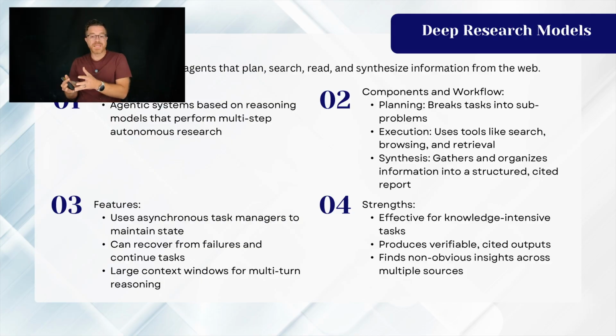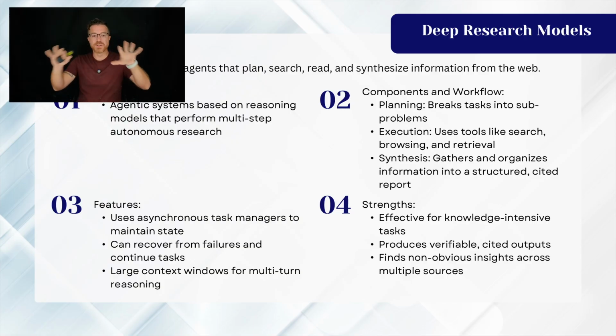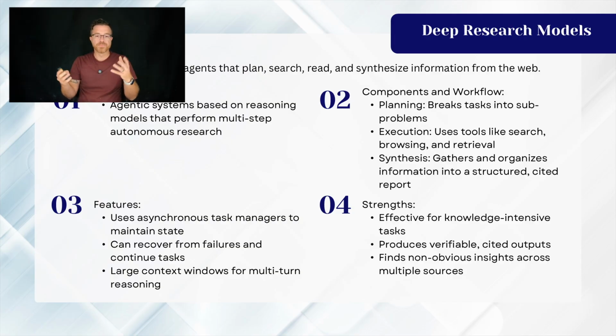First of all, planning. It breaks tasks into subproblems. The first thing that these deep research models do is they break the task into a bunch of subproblems. And then it'll use tools like search, browsing, and retrieval to go out and find specific documentation or whatever it needs for those particular problems. Then synthesis. It will gather and organize this information into structured, cited reports.